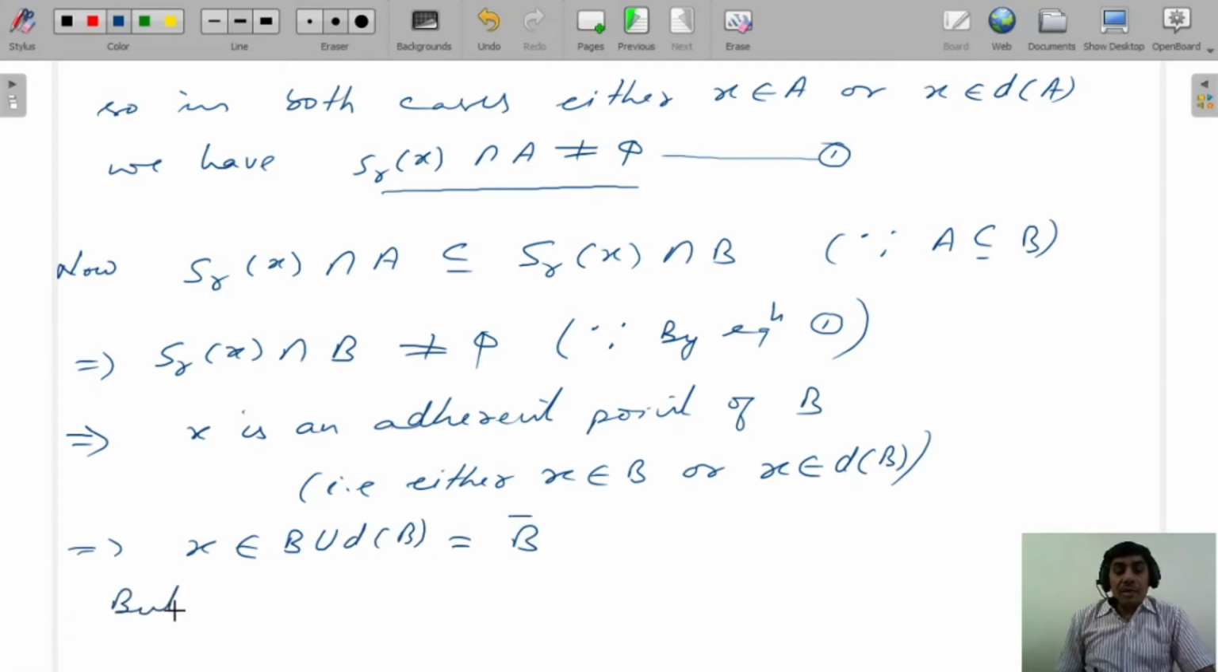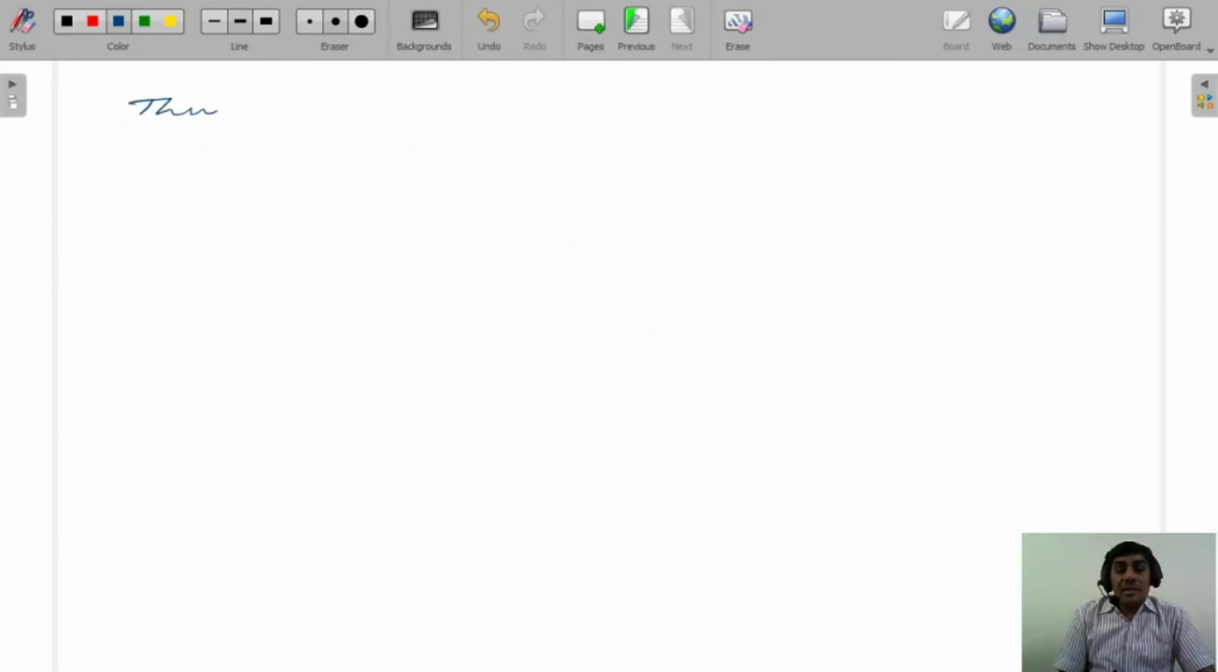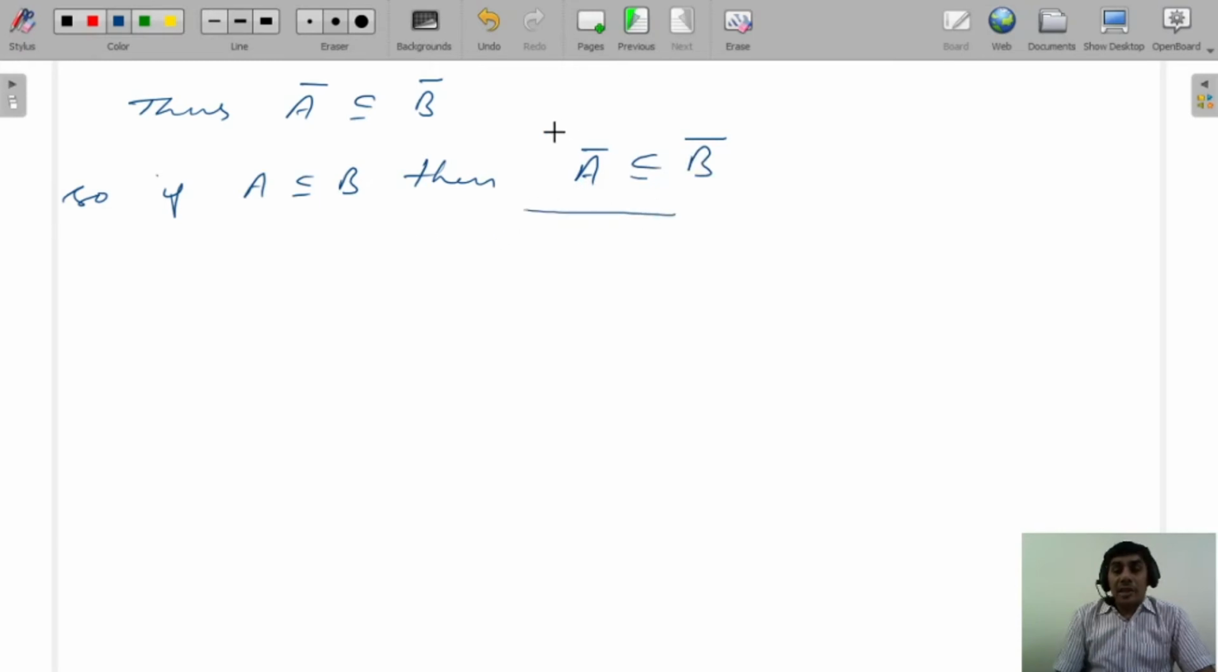But x is an arbitrary point of A closure. Thus, A closure is contained in B closure. So, if A is a subset of B, then A closure is also a subset of B closure in any metric space (X, d).